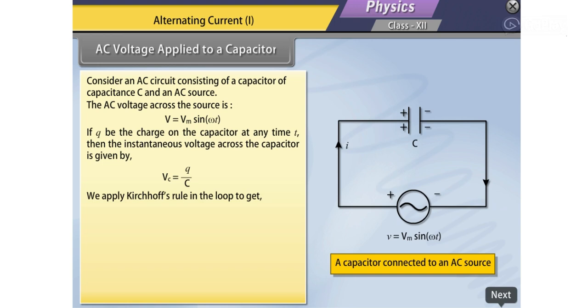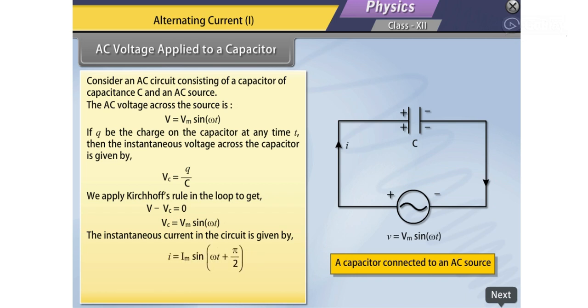We apply Kirchhoff's rule in the loop to get V − Vc = 0. Now we put the value in the above equation. Vc = Vm sin ωt. The instantaneous current in the circuit is given by Im sin(ωt + π/2), where Im = ωC Vm is the amplitude of the oscillating current.